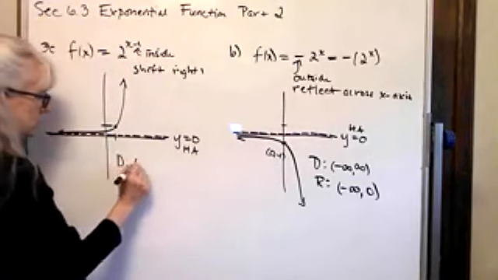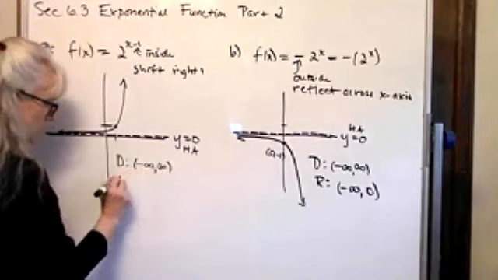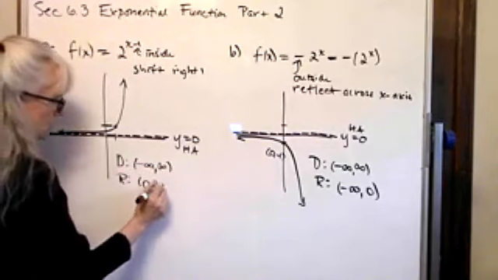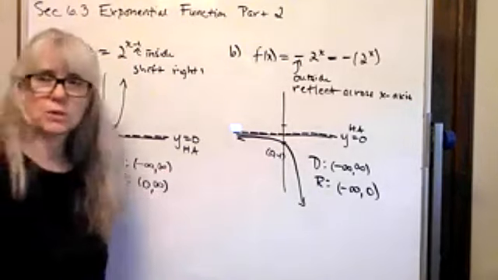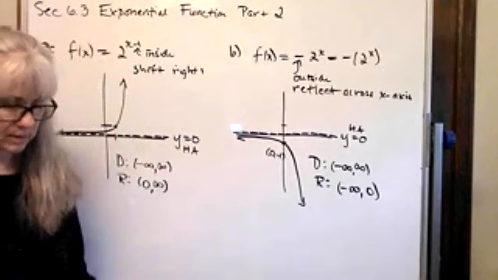The domain, though, is still negative infinity to infinity. The range is still 0 to infinity. So none of that has changed. Okay, so there's all of the different transformations that we've practiced in the past.